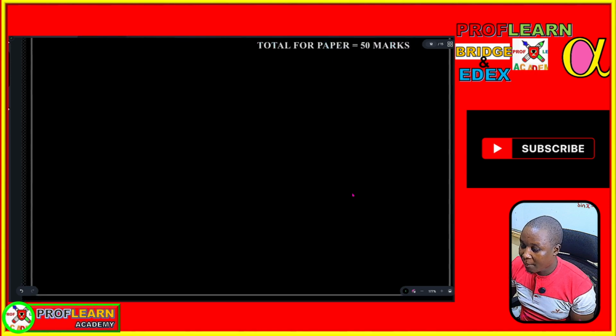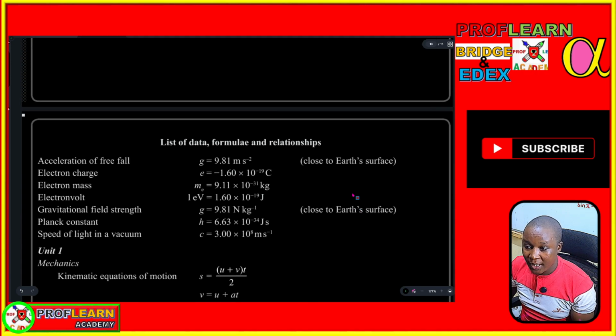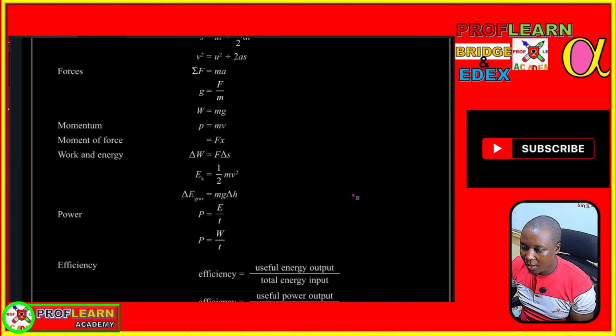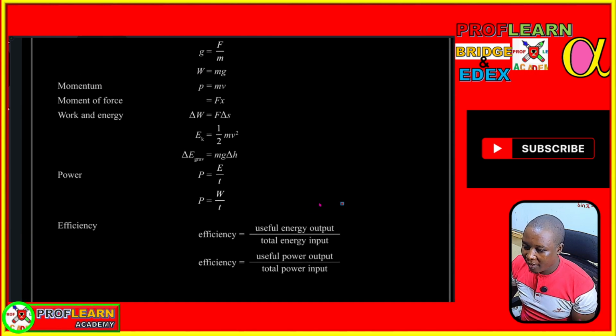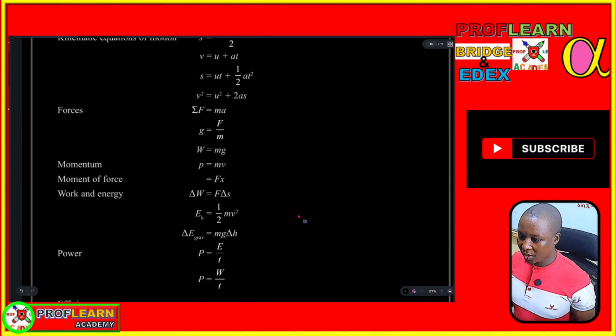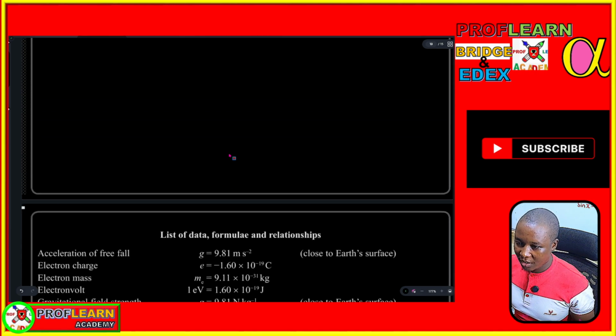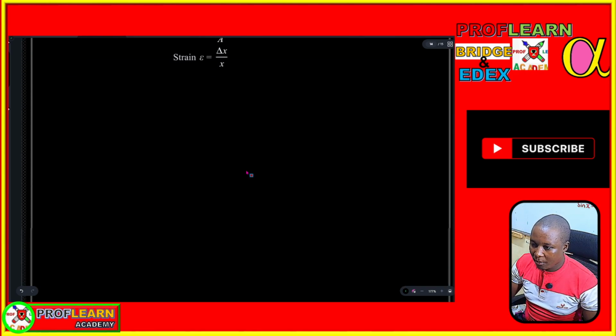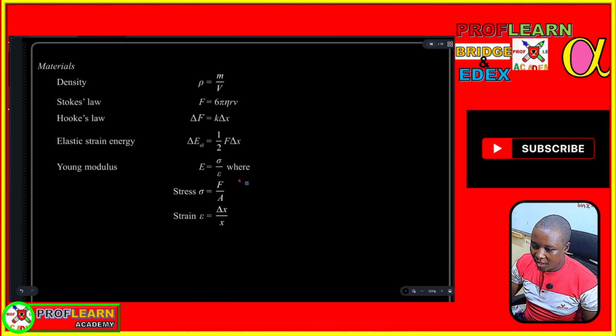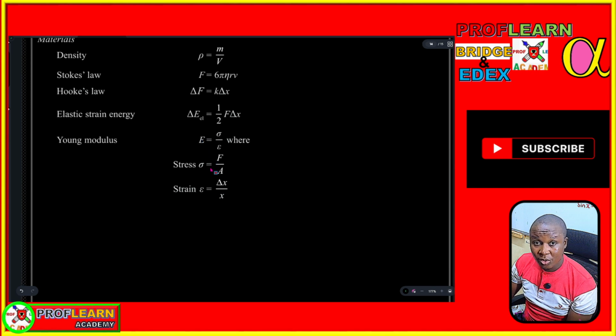Don't forget that most of the formulas are provided at the end of the page so that you can use them. Most of the formulas, you can see the ones that we've been using: weight is mg, stress and strain. Those formulas are all provided here so that you can make use of them. You can see we have stress and strain, we have elastic potential energy, and also Young's modulus.